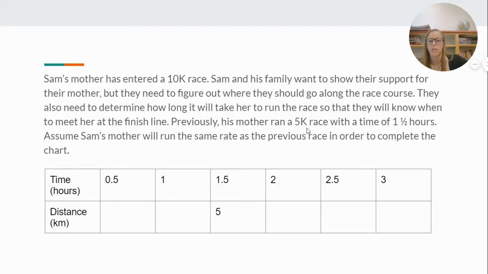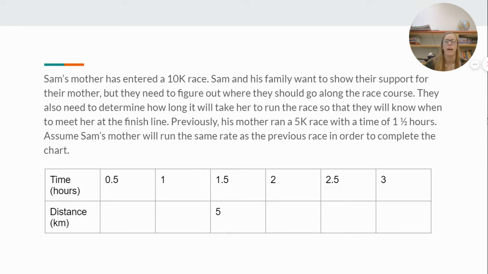Okay? So we have Sam, whose mother has entered a 10K race. Sam and his family want to show their support for their mother, but they need to figure out where they should go along the race course. They also need to determine how long it will take her to run the race so that they will know when to meet her at the finish line.